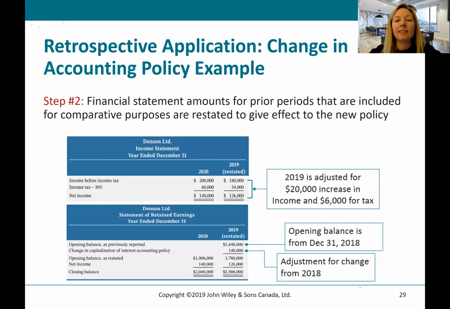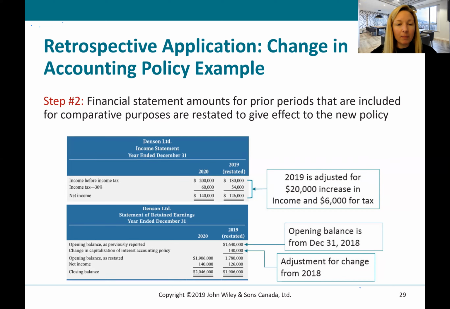So step 2 is the financial statement amounts for prior periods that are included for comparative purposes are restated to give effect to the new policy. So you can see that in 2019 now, there's brackets there saying restated. And now this is our new 2019 income based on our new calculation. We also have to reconcile and include a line in our statement of retained earnings. And this must be under ASPE because that's the statement that we have under ASPE. IFRS has a statement of changes in equity. But either way, we have to make sure we have a line that specifically identifies the change in policy and the impact on opening retained earnings.